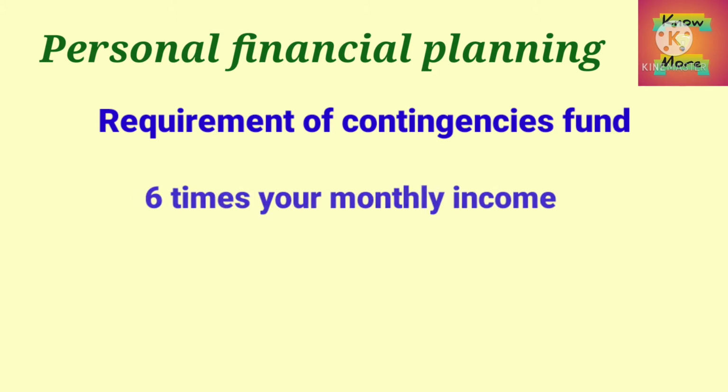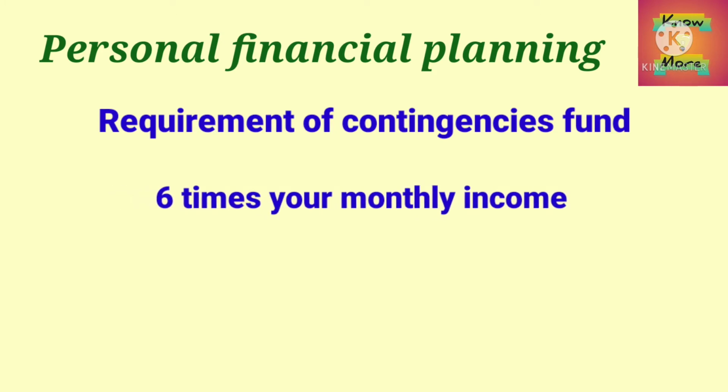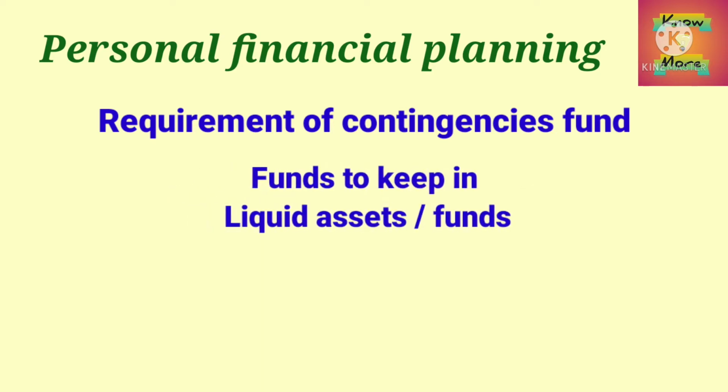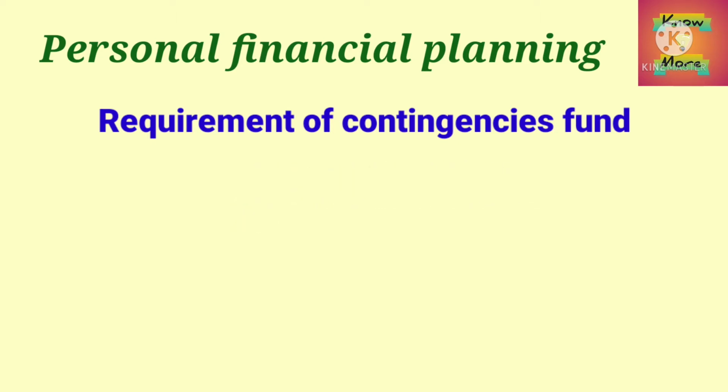The thumb rule for setting up contingencies funds is 6 times your monthly income. It is advisable to keep these funds in liquid assets, preferably in liquid funds, so that they can be made available at any given point of time. Now again this is also person specific and hence someone may feel that 6 times never seems sufficient provisioning.